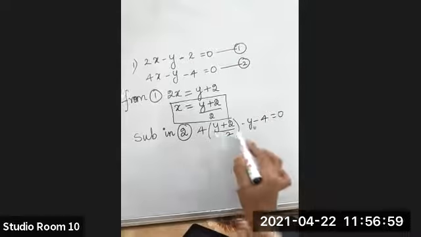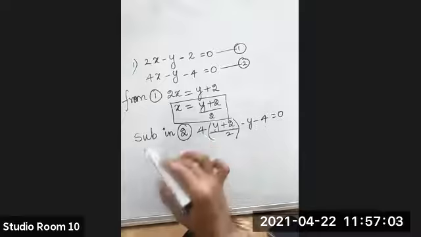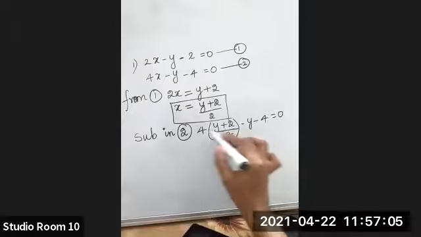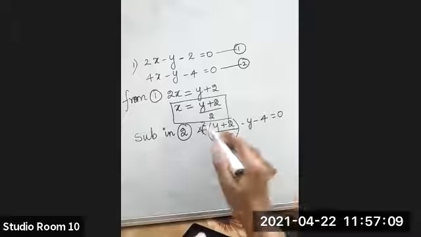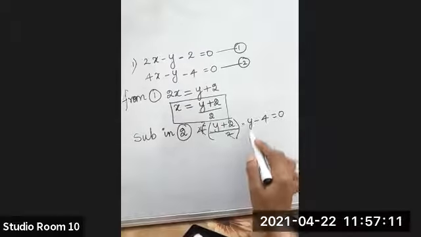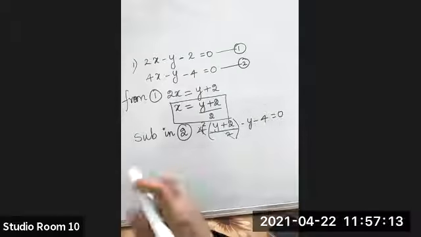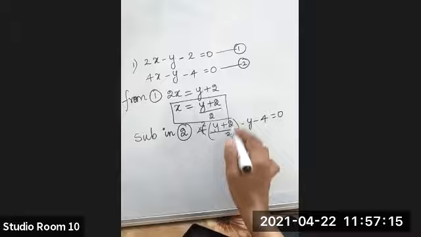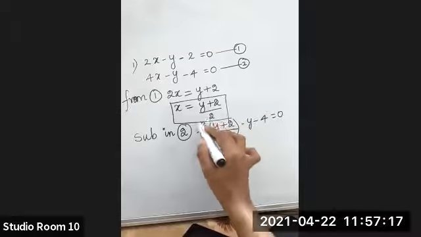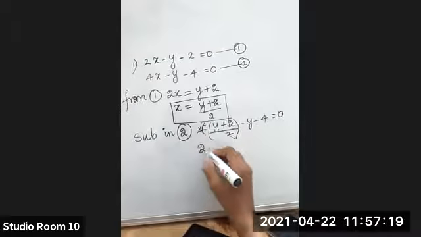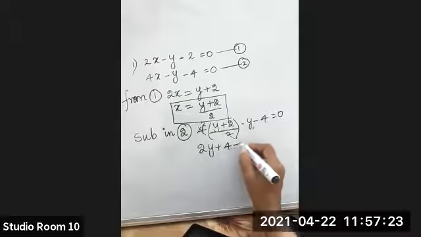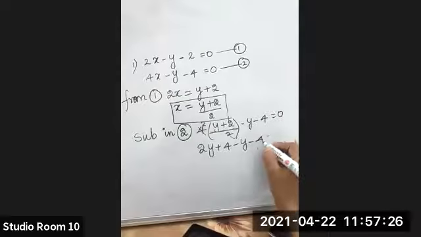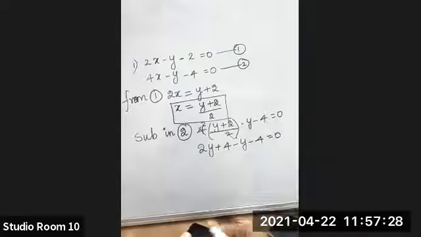Now, this by 2 is common for the full term. Similarly, 4 is there, so we can cancel. When you cancel this, this one will be 2. 2 into y plus 2 minus y minus 4 is 0. Now open the bracket, 2 is outside, common. So 2y plus 2 into 2, it is 4, minus y minus 4 is 0.